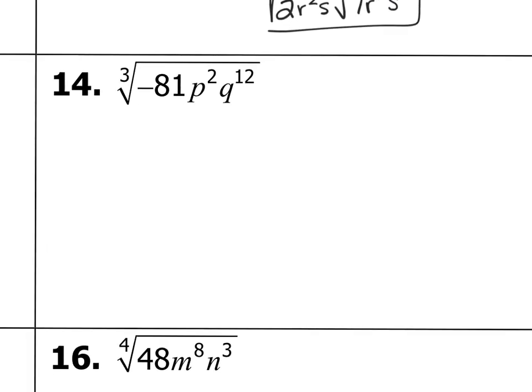Now we'll try this one. So I'll pull out 3 and 27, 3 and 9, and 3, and 3. And because this is a cube root of a negative number, I know what's on the outside will have to be negative. So I'm going to pull out one group of those 3's. So on the outside, I'll have a negative 3.